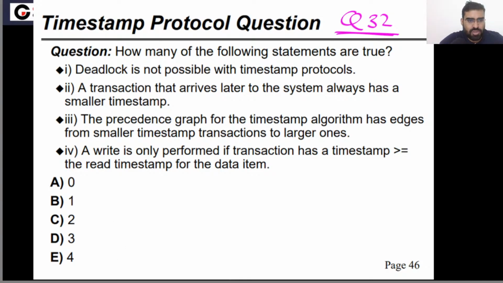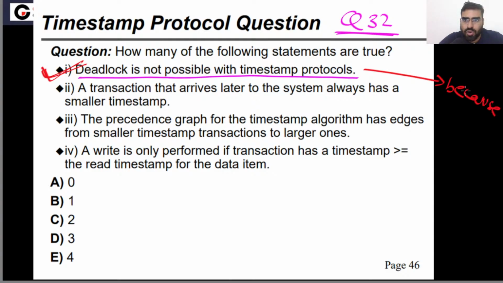So tell me the answer for this question. How many of the following statements are true? Which of them is true? Deadlock is never possible with timestamp protocol. This is correct, because no transaction ever waits. This statement is definitely correct.